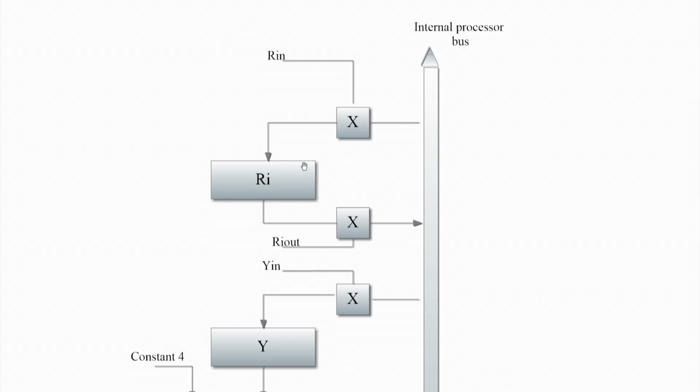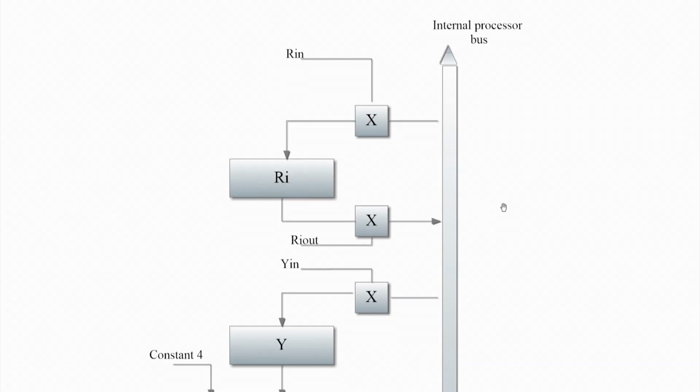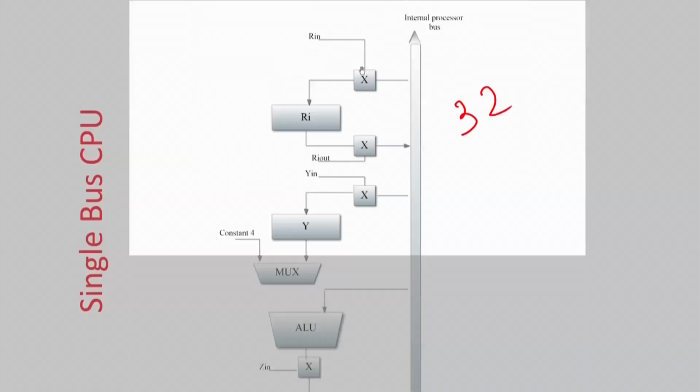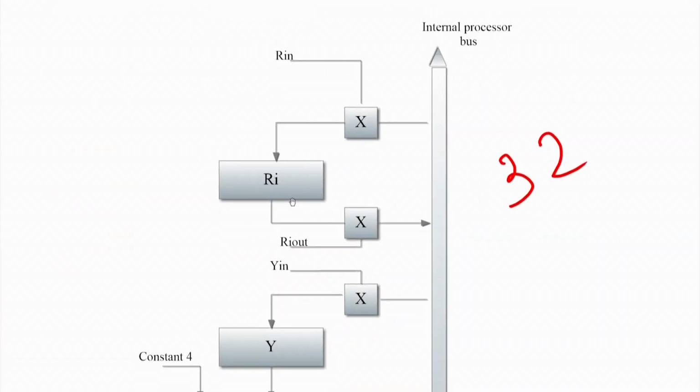But one very important thing is that, for example, if I want to get the value of the output of Ri onto this processor bus, I have to make Ri out equal to 1. So, what happens? Say for example, I have got the value 32 in the bus. Now, what I want to do is read this 32 into R1 and R2 and R3. So, what you have to do?